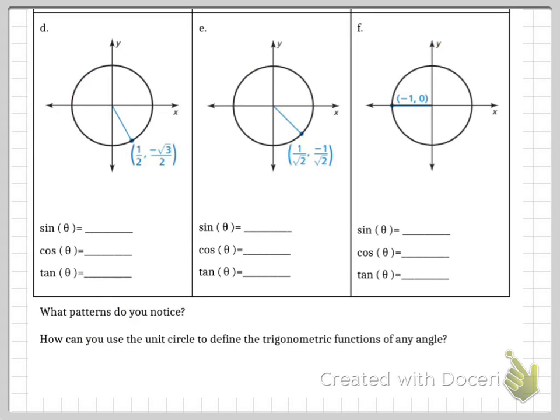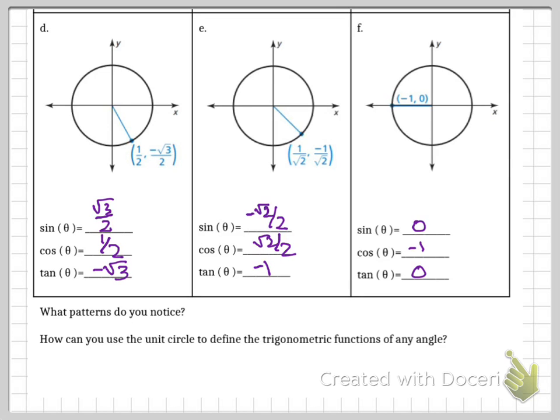Okay, and for the last couple, you should have gotten square root of 3 over 2, 1/2, and then negative root 3. Sine of theta is negative root 2 over 2. Cosine of theta is root 2 over 2. Tangent is -1. For the last one, you would get sine of theta is 0, cosine of theta is -1, and tangent of theta is 0.